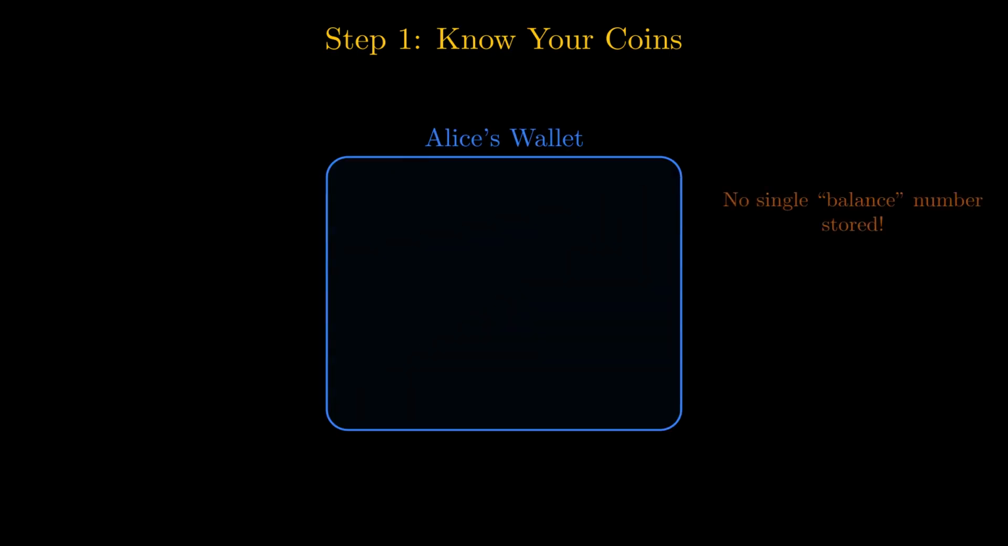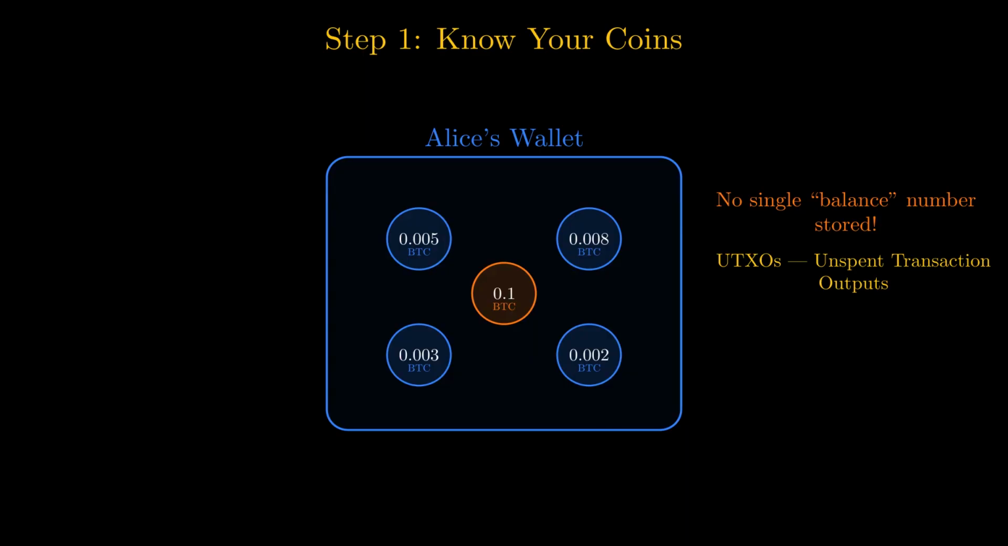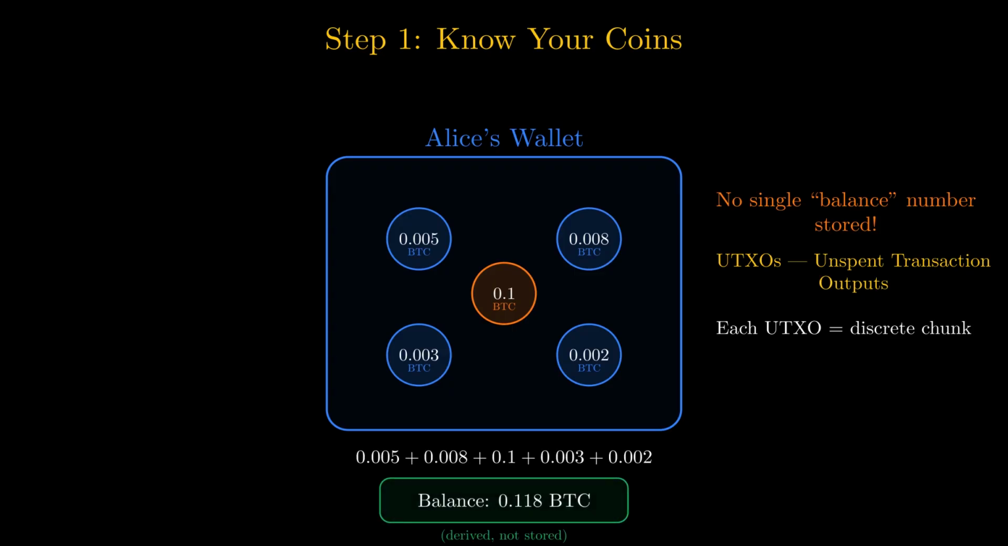Step 1, know your coins. Your Bitcoin wallet does not store a single number called balance. It maintains a list of UTXOs, unspent transaction outputs. Each UTXO is a discrete chunk of Bitcoin that hasn't been spent yet, an individual coin in a digital purse, some worth 0.05 Bitcoin, others 0.1. The balance displayed is just the wallet summing this up.